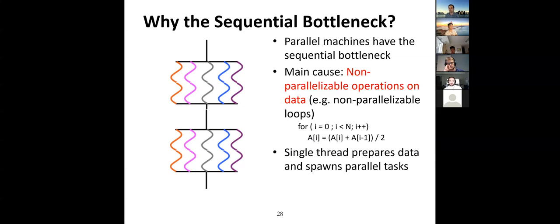So non-parallelizable operations on data are a problem. Another example: a single thread prepares data and spawns parallel tasks. For example, if you had a piece of code that reads the data from somewhere, and then you want to process this data, that preparation of the data or reading the data is a sequential bottleneck as well.